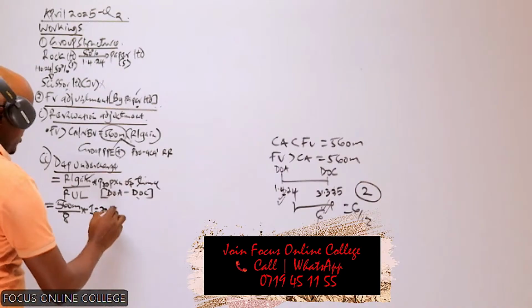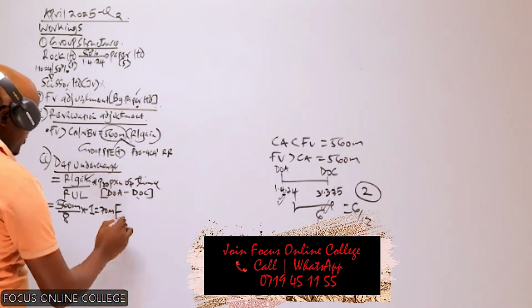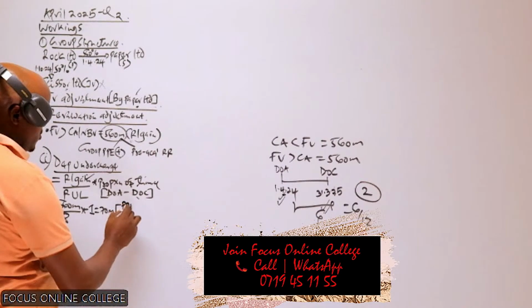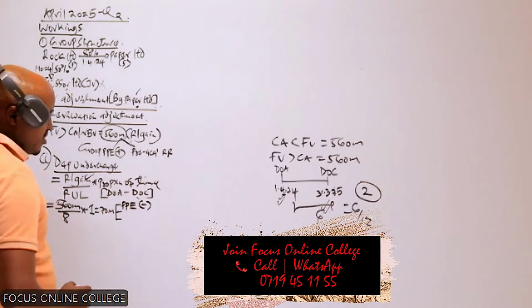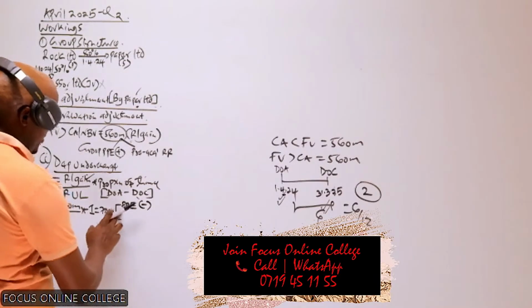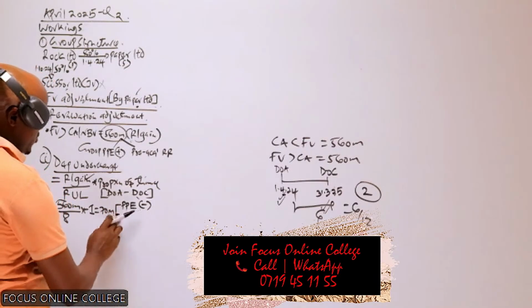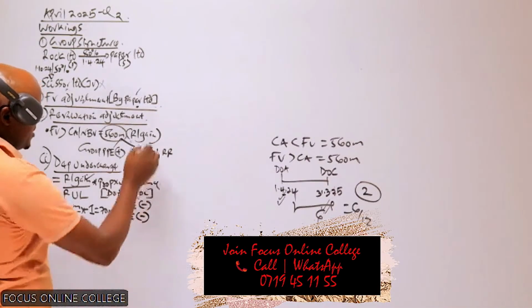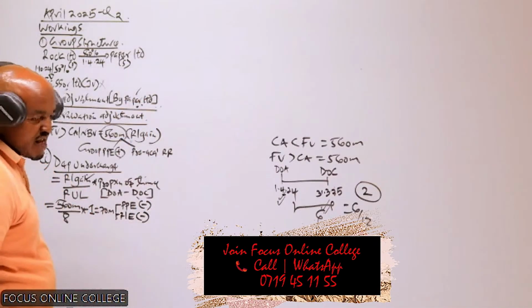Now, this 70 million, which items will be adjusted here? One, this one will be deducted from the group PPE. When preparing our consolidated statement of financial position, we deduct that from the PPE. Number 2, we will also deduct this from the retained earnings of which company? Of Paper. Retained earnings of Paper.